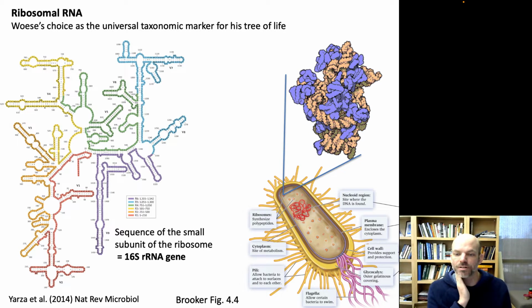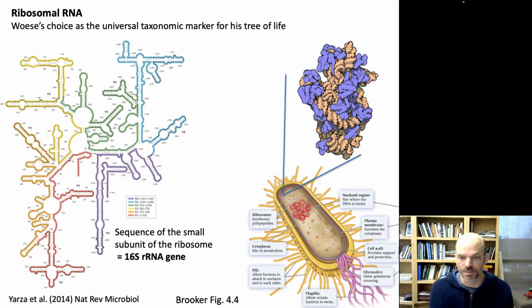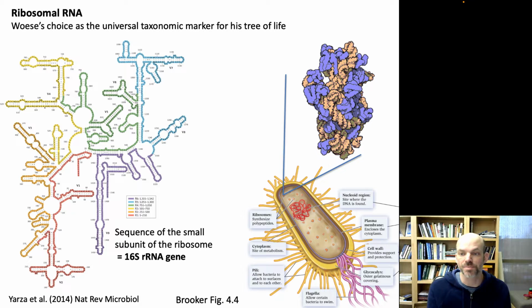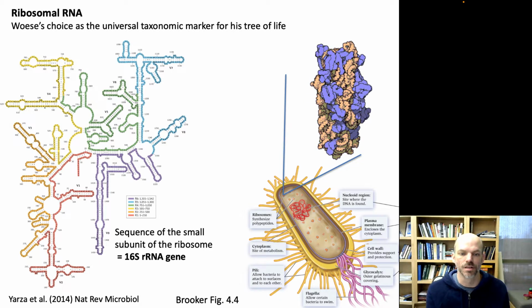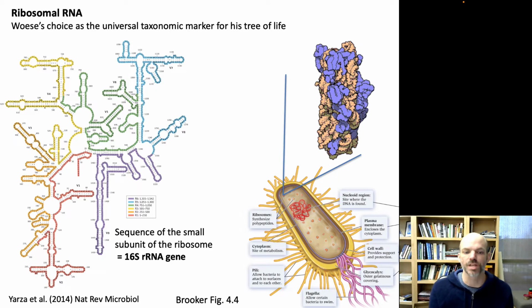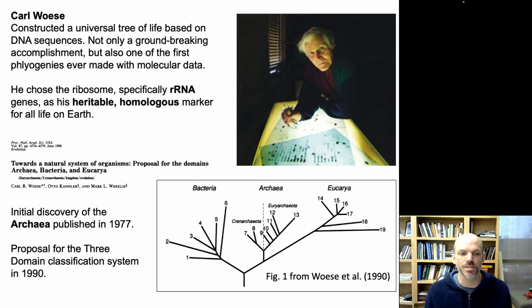And also there was already an appreciation that this thing that the ribosome does, which is make proteins from RNA, must be ancient. Like that must have been one of the very first biochemical functions that was present on Earth that kind of made possible the rest of life. So there are lots of reasons for him to choose this.